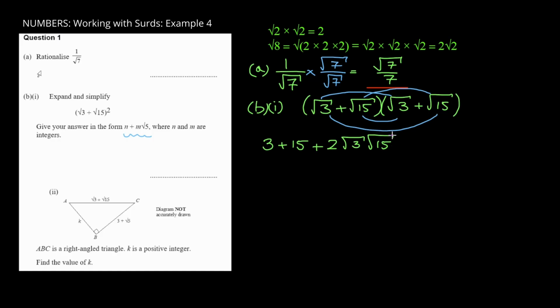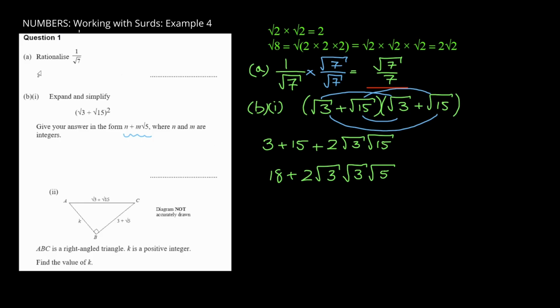The next stage is to recognize that the square root of 15 can be broken down into the square root of 3 multiplied by the square root of 5, because the factors of 15 are 3 times 5. So this turns into, we might as well put these two together as well, 18 plus 2 times root 3 multiplied by root 3 multiplied by root 5. It's the same process as splitting the root 8 up here into root 2 times root 2 times root 2, which becomes 2 root 2.